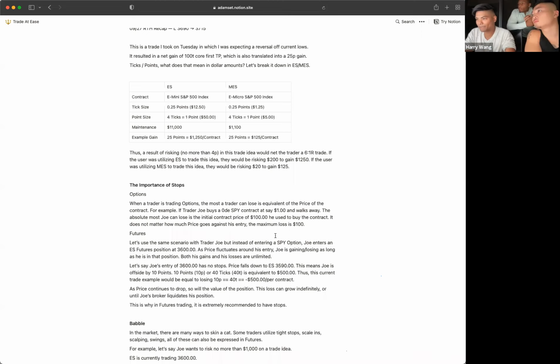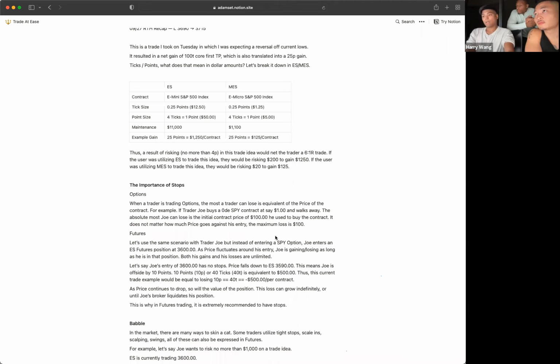As price continues to drop, so will the value of the position. This loss can grow indefinitely or until Joe's broker liquidates his position. This is why trading futures is extremely recommended, in fact a must, to have stops. Basically, if you don't trade with a stop, your position will continue losing value, and this will seriously affect your portfolio value. As you can see, you can lose $500 very quickly off of a 10-point drawdown. That was only off of one contract. This will multiply as you clip into more and more contracts.